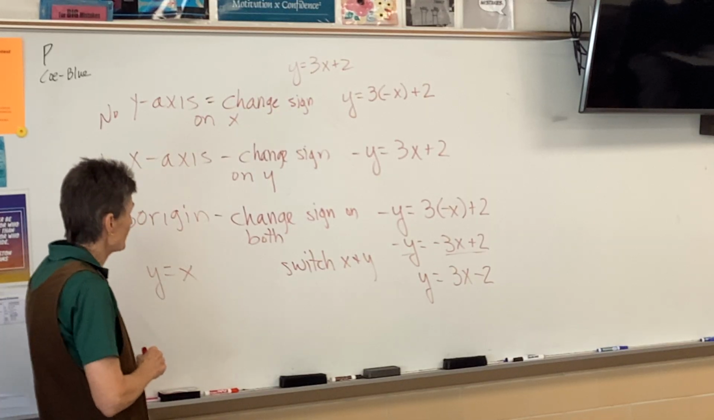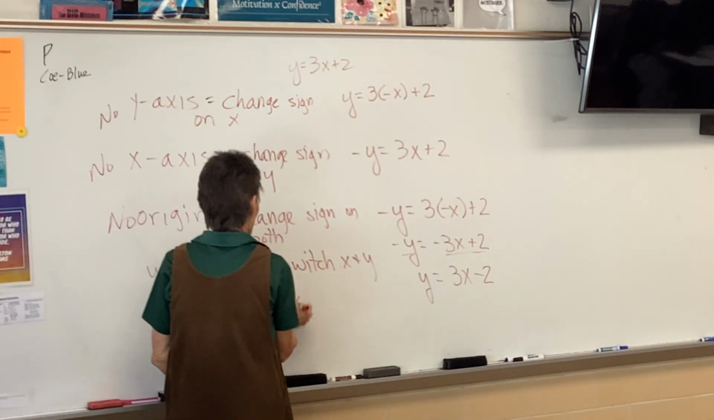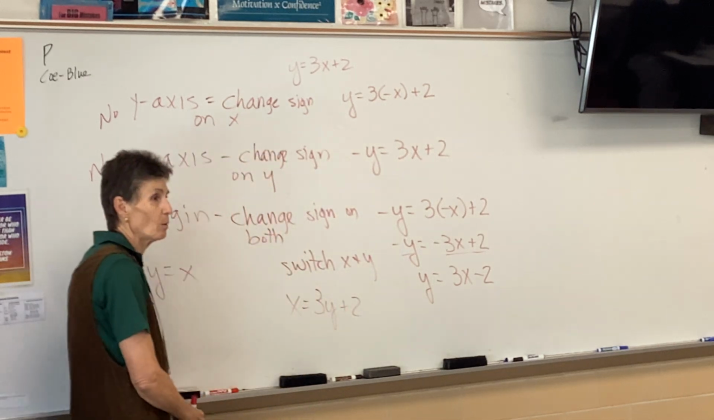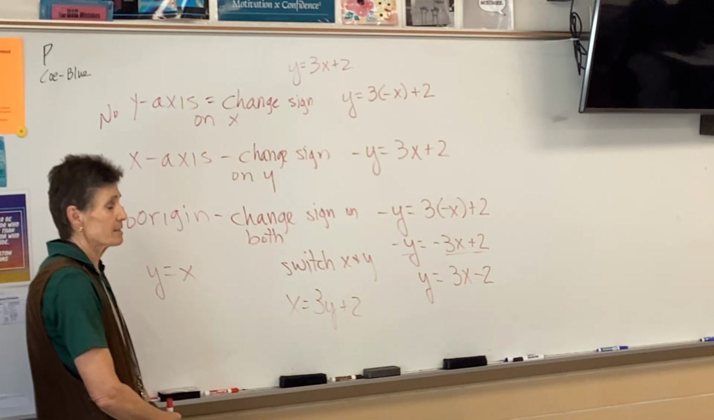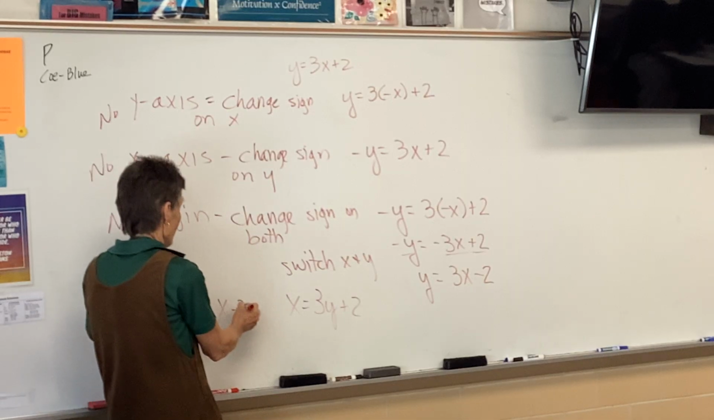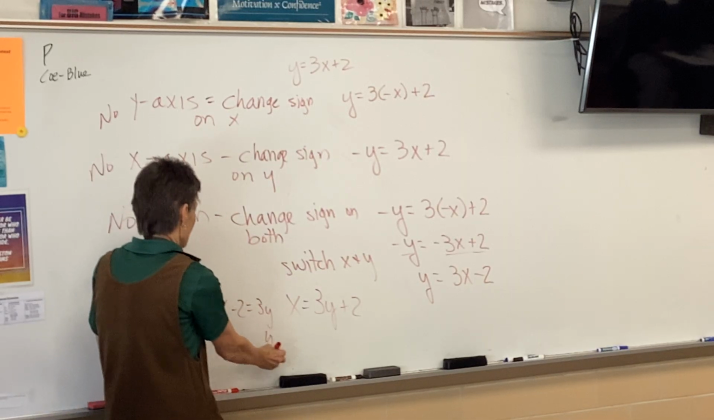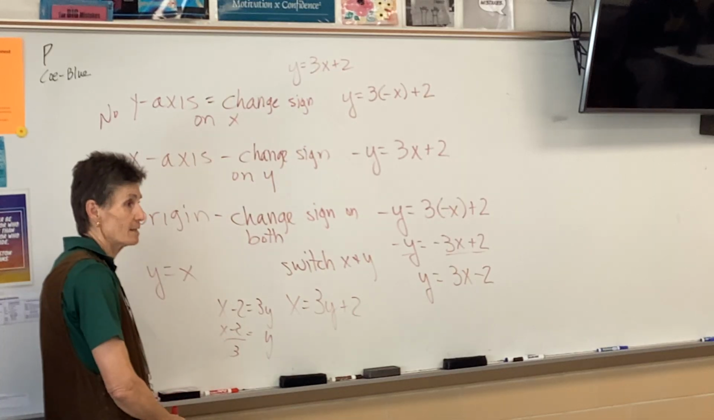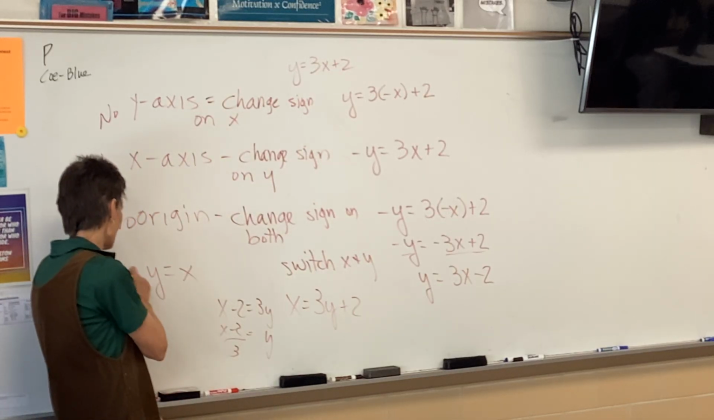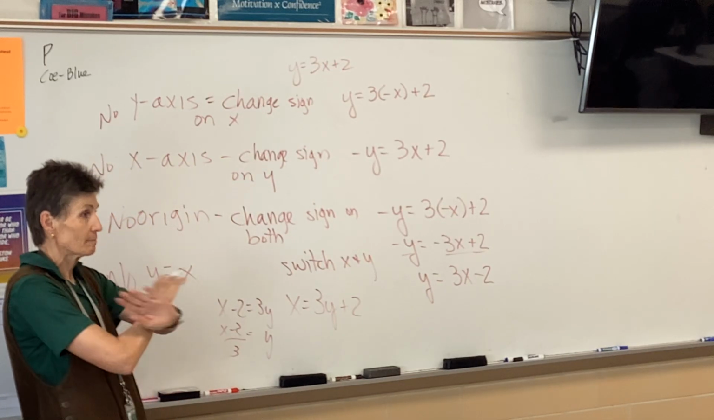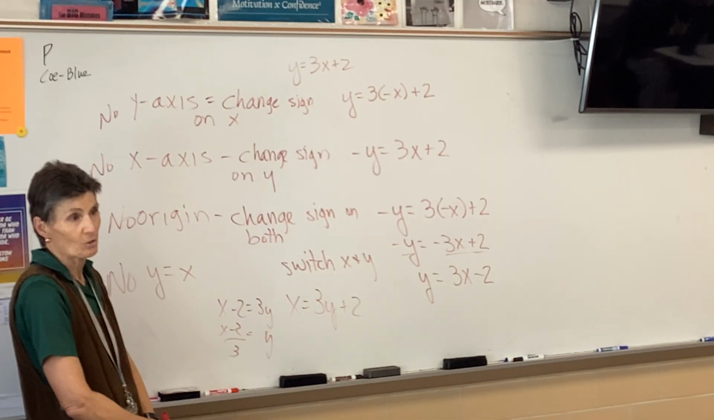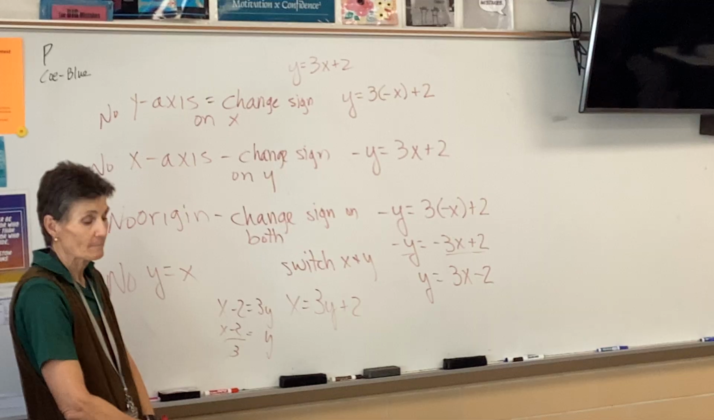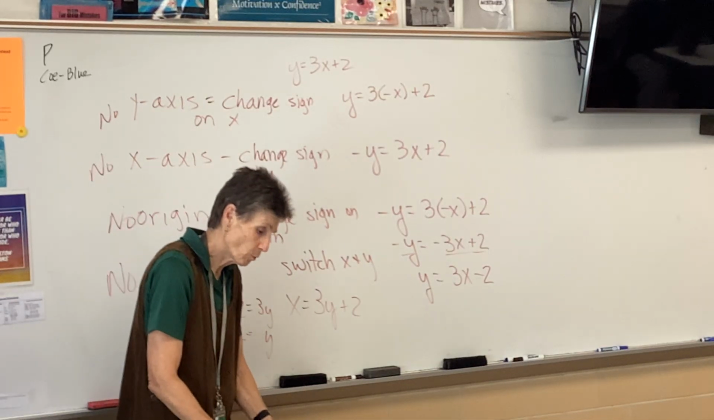And finally, switch x and y. So x equals 3y plus 2. Is that going to be the same equation? I don't think so, because if we get y by itself, it gives you this, which is not the same as that. So guess what? That one has no special symmetries. None. All right, turn the page. We're going to do one more from the back.